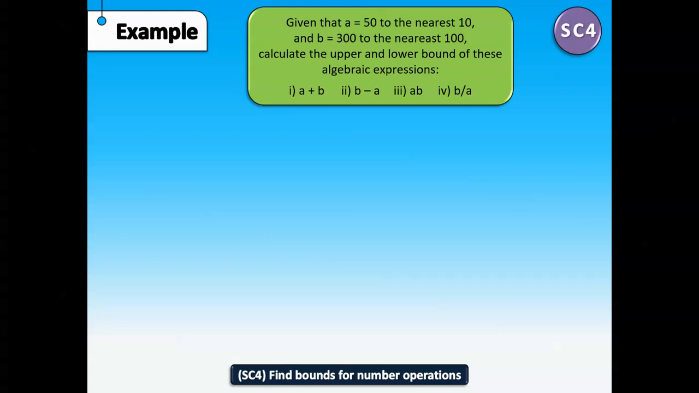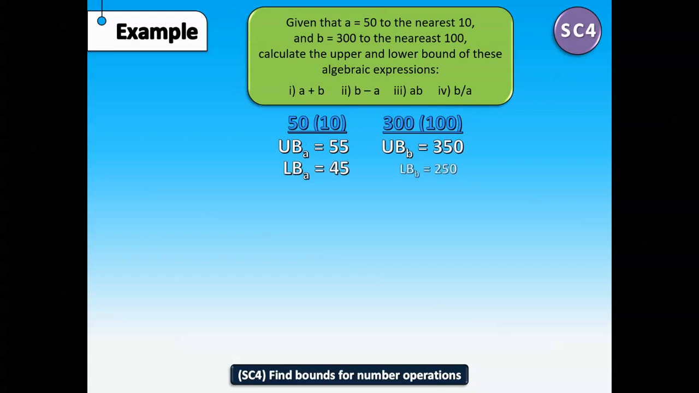So given that a equals 50 to the nearest 10 and b equals 300 to the nearest 100, calculate the upper and lower bounds of these algebraic expressions. So we've got a plus b, b minus a, a times b, and b divided by a. So we start by working out the upper and lower bounds for 50 and for 300.